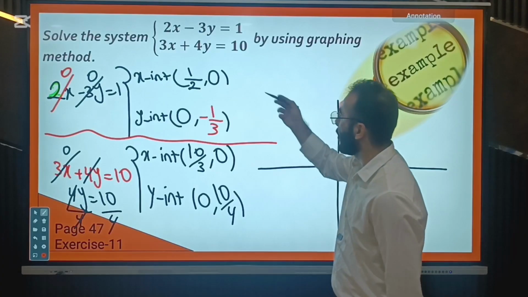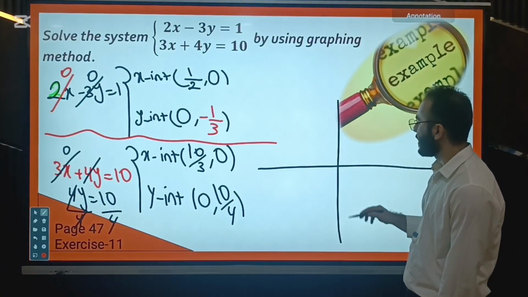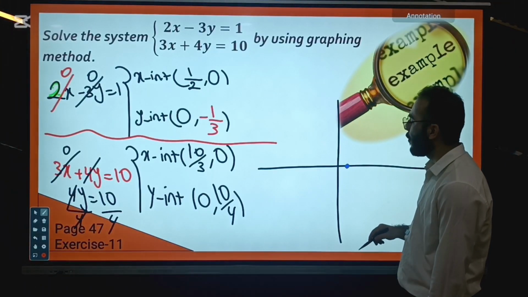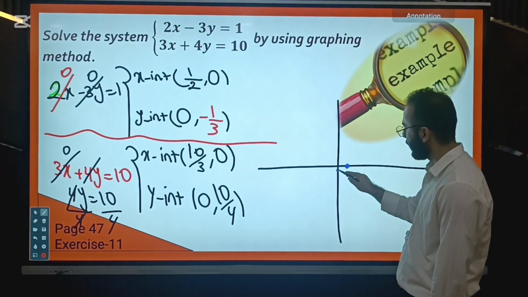Okay, for the first graph, we have got 1 over 2 and 0. Let's imagine 1 over 2 is here. Okay, 1 over 2 and 0. And 0 and negative 3. So let's say negative 3 is here.